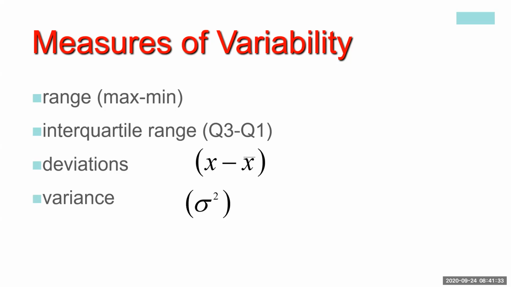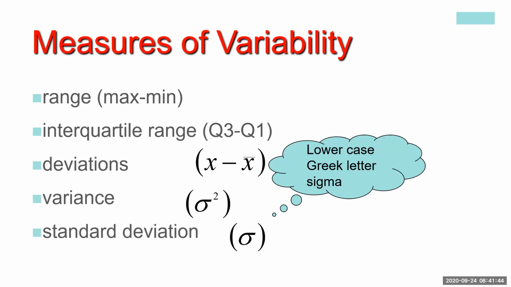We could talk about a variance, and I'll give you the formula for that in a minute, which is sigma squared. And we could also talk about standard deviation, which is sigma. And again, I will give you the formula for that here in a minute. But most common, if we're going to describe variability, we're probably going to talk about range, IQR, or standard deviation.